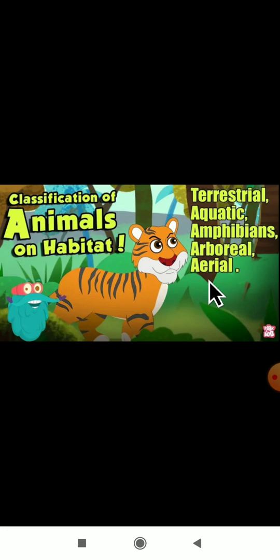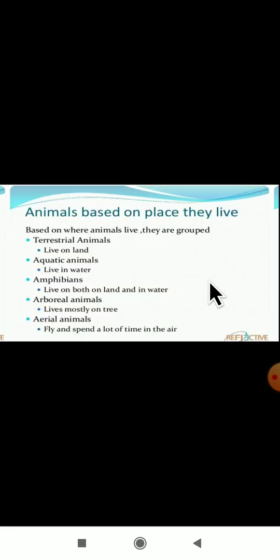Okay, let us study about the terrestrial animals. Based on where animals live, they are grouped. Terrestrial animals are the animals which live on land. The second is aquatic animals. The animals which live in water are called aquatic animals.